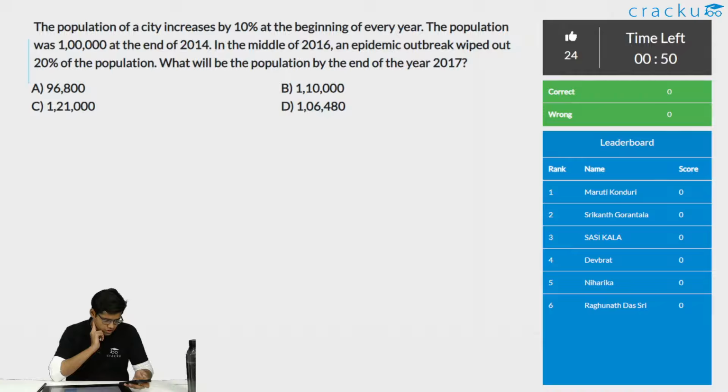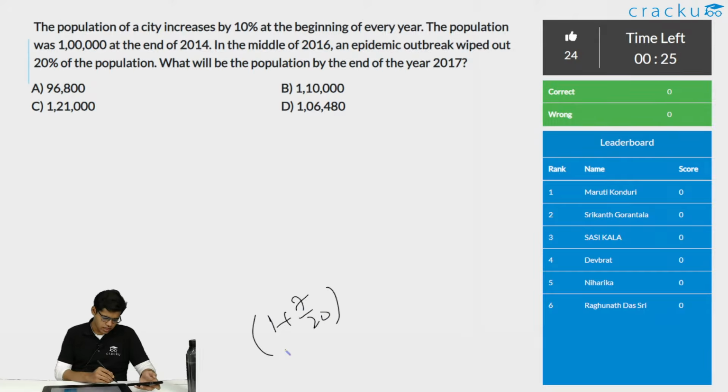Why can't we take 35% as 7 by 20 and 16.67 as 1 by 6? Yeah, you can take. It's fine. For example, if you remember, I wrote 135 by 100. Now 135 by 100 is what? 27 by 20. And 27 by 20 is what? 1 plus 7 by 20, right? If you remember, 1 plus 7 by 20. So you can write. Absolutely fine.